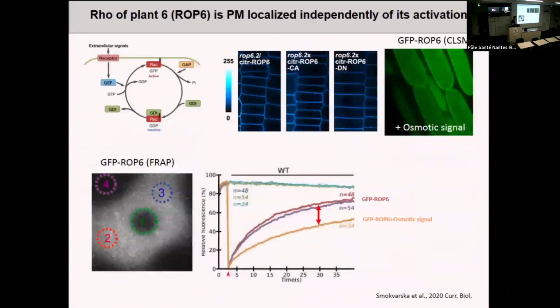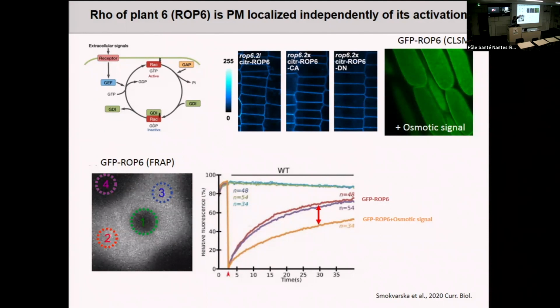Then, if you go back to the textbook, what people say about GTPases is that they are usually activated at the membrane and sequestered in the cytoplasm when they are inactivated. So we were wondering if this is also the case for plant GTPases. When we look at the localization of those proteins, either locked in the GTP or GDP form, or after signal stimulation, we didn't find any effects.